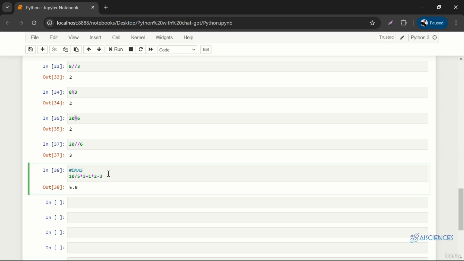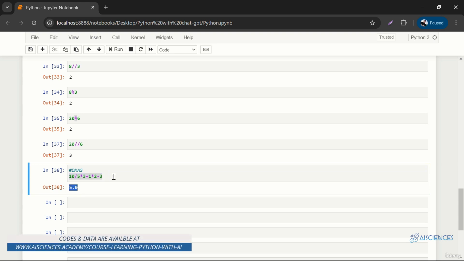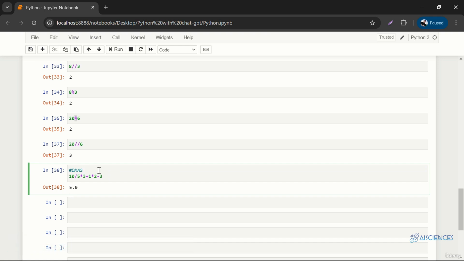Okay, so whatever you were expecting from this expression, the result might be different. Let me explain this expression in a minute. In Python, the priority, actually in mathematics, this is the priority, right? Division has the maximum priority, then multiplication, then addition, then subtraction.